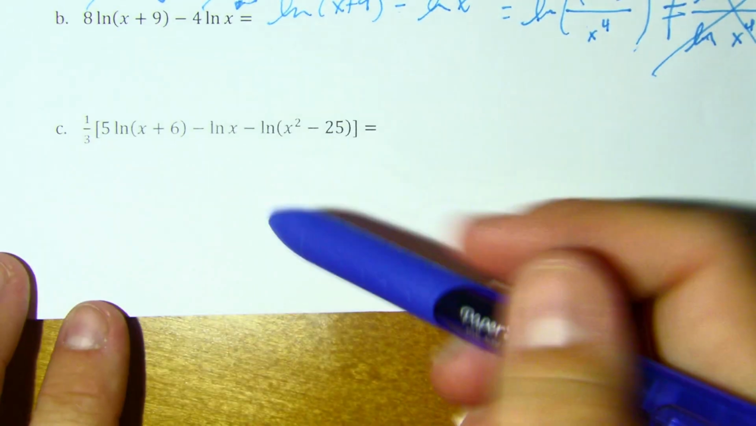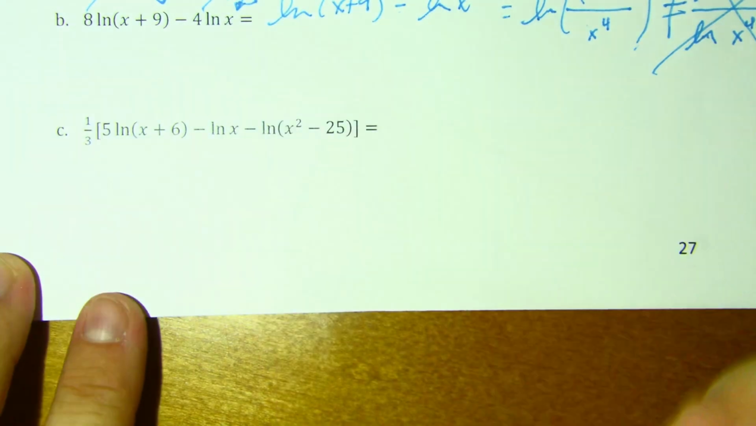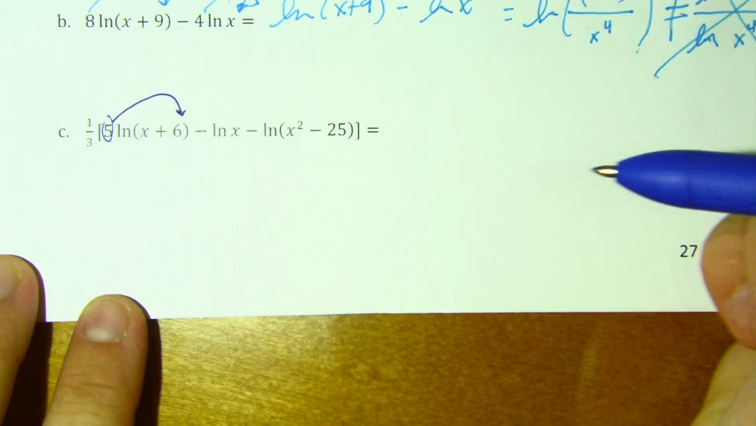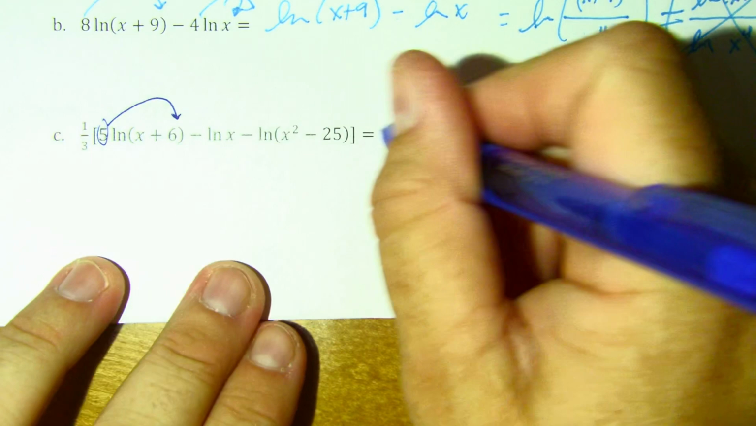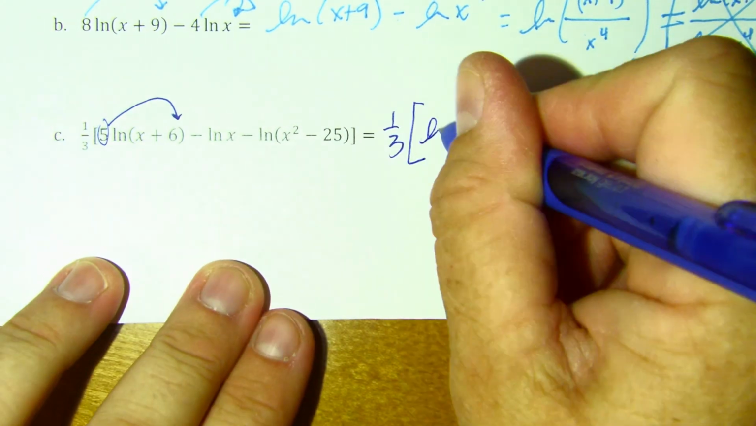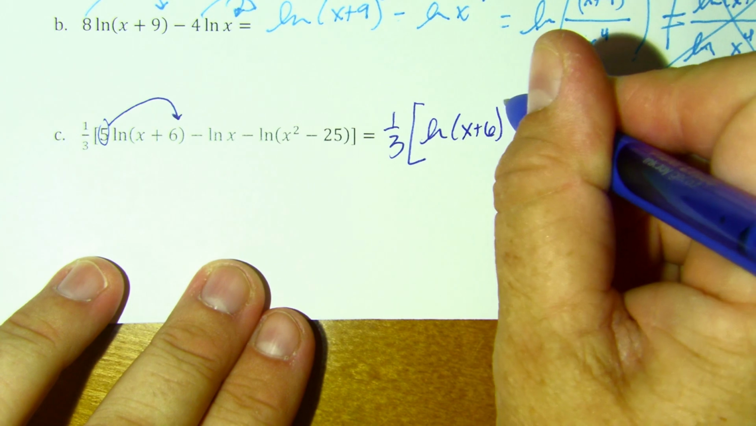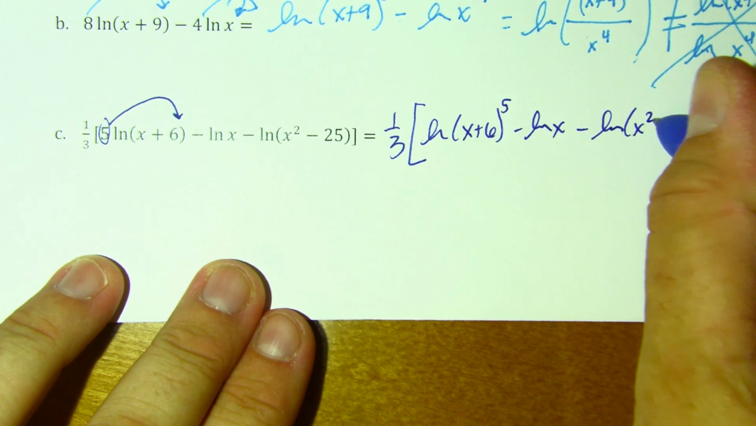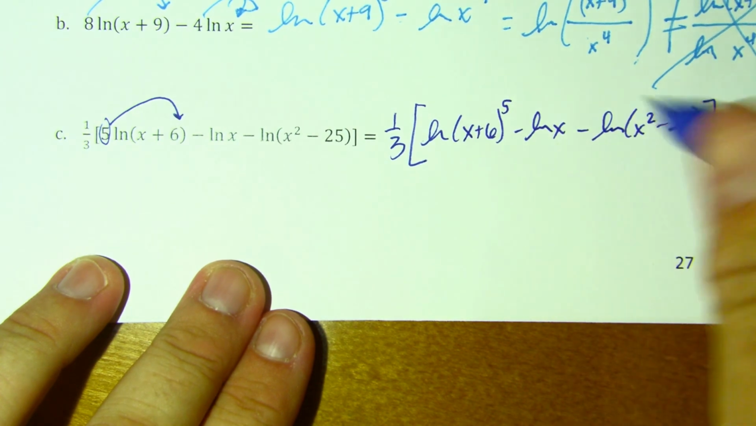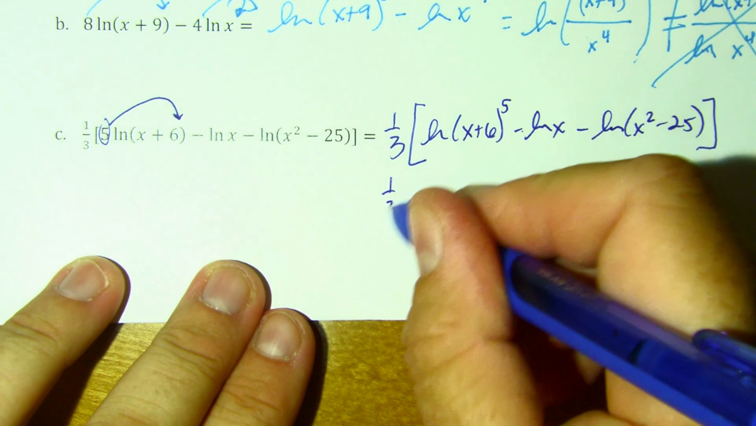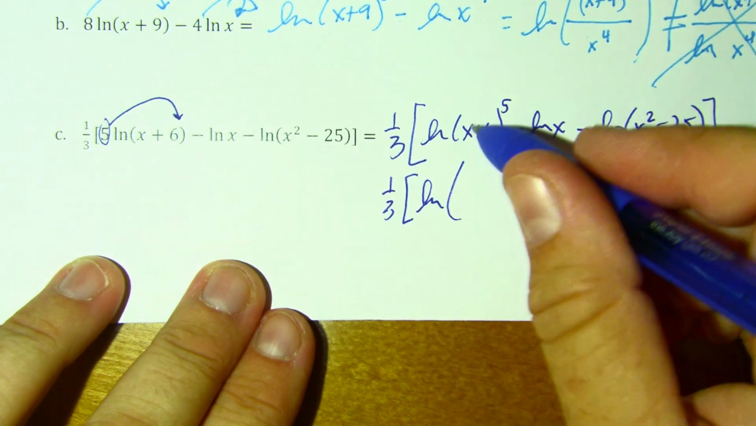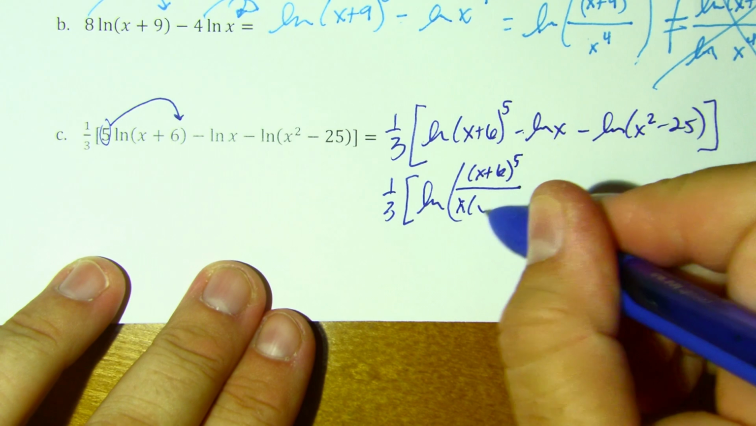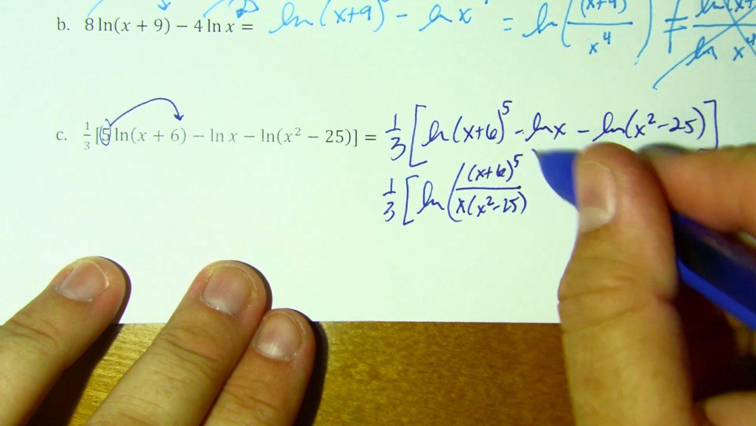All right, one more. Here we have a 1/3 being applied to everything, and I'm actually going to do that step last, but these exponents out front on the inside, actually there's just one, we'll go ahead and move up. So I'll have 1/3, and I'll have the natural log of x plus 6 to the 5th power minus the natural log of x minus the natural log of x squared minus 25. And then everything with a negative on it is going to be in the bottom. So we'll have 1/3 natural log, and we'll have x plus 6 to the 5th power up top, and then x times x squared minus 25 on bottom.